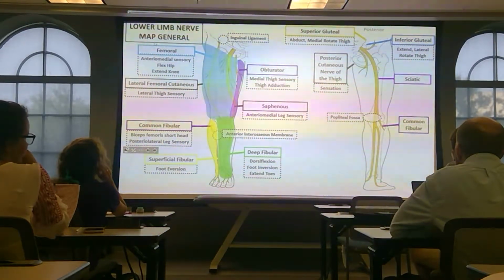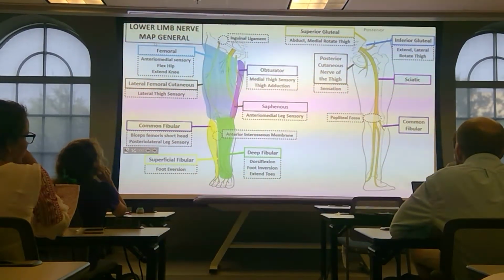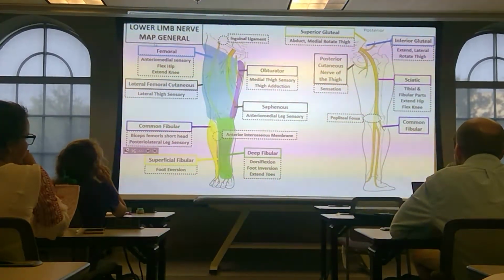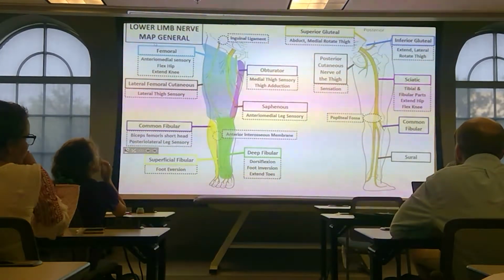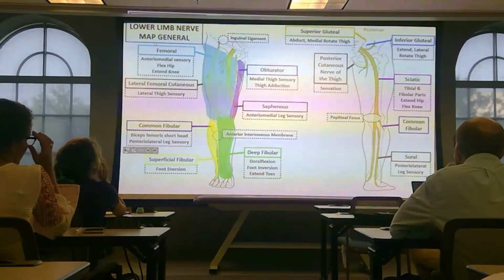Then you have the sciatic, that big old nerve. What are the two fibers for sciatic? What are the two nerves? Tibial and common fibular. Good. So that's going to extend the hip and flex the knee. And you have the sural nerve, which comes down. That's going to be posterior lateral leg sensory.